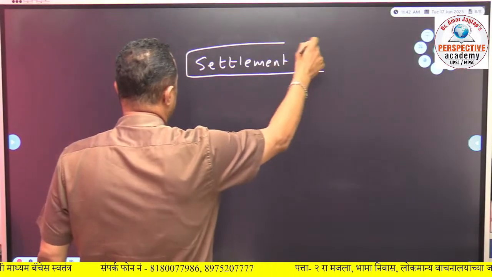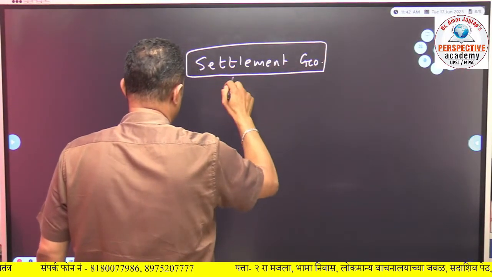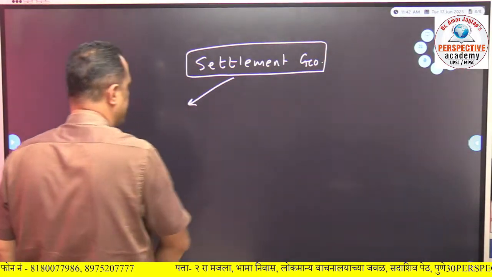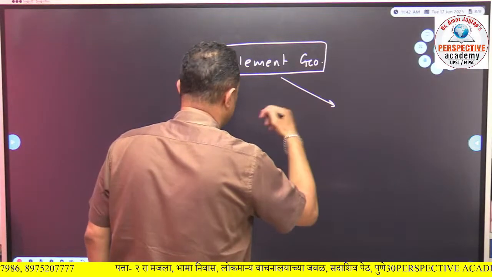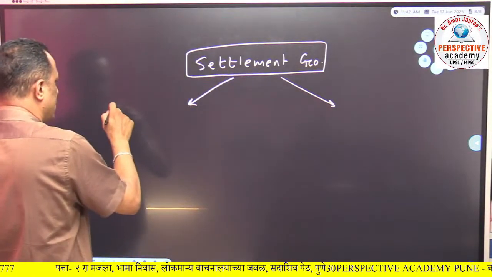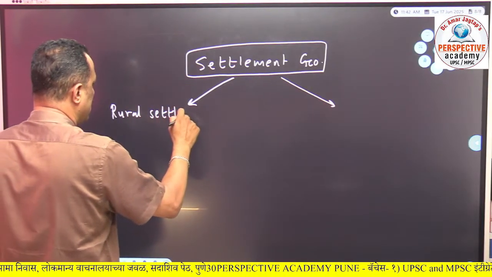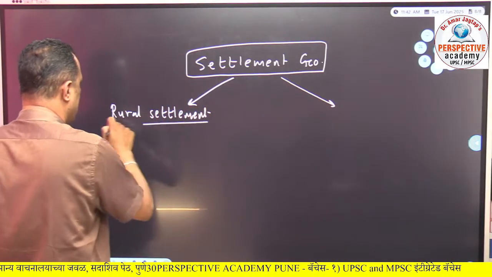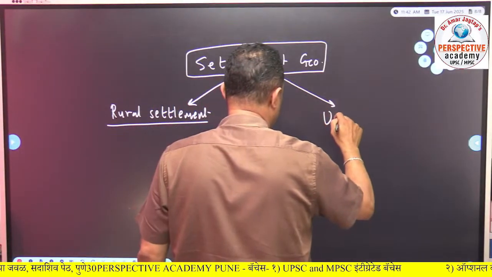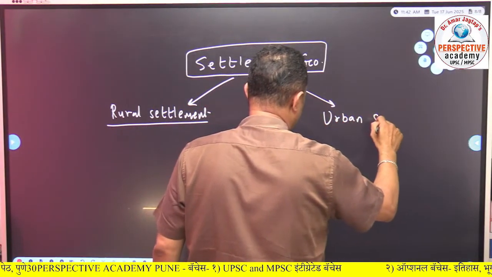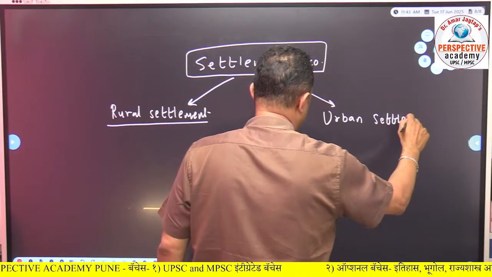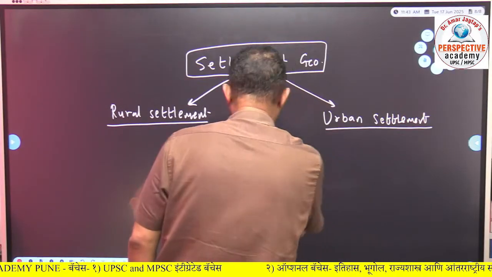So what is settlement geography? Settlement geography consists of two components. First, rural settlement. Second, urban settlement. Clear?